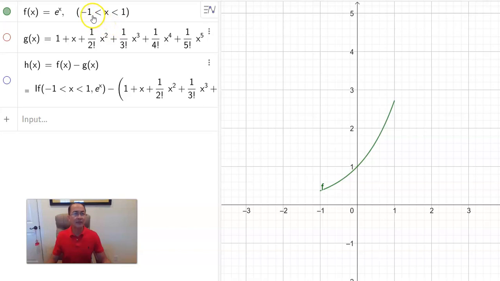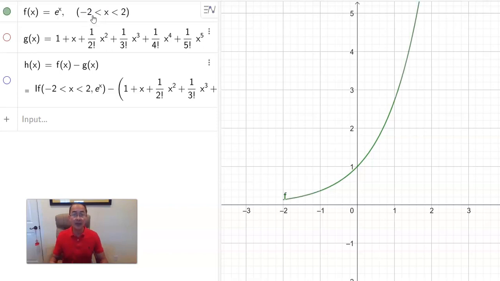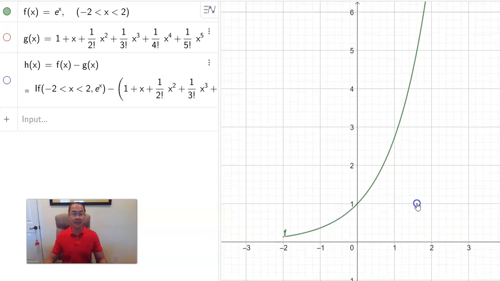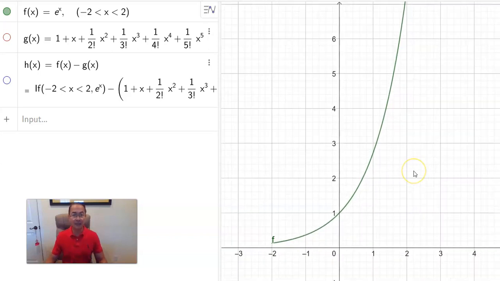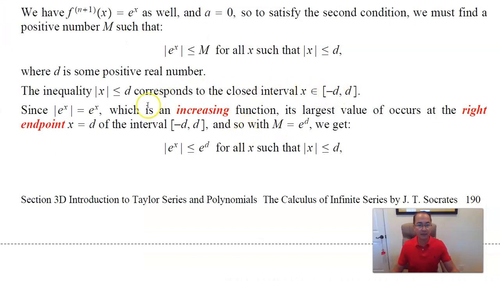So what if x is between minus 2 and 2? What if we change the d? So we go from negative 2 to positive 2. Of course, the domain becomes bigger, but is there still a capital M so that our function is below capital M? Yeah, it's below this. That's e squared. Okay, so in general, if x is between negative d and positive d, e to the x is going to be below e to the d. All right, so that is what we just said.